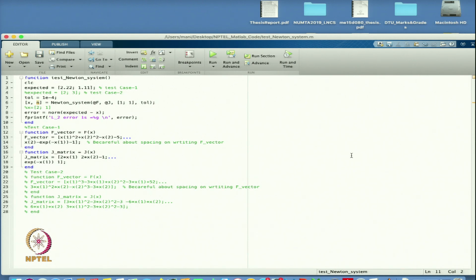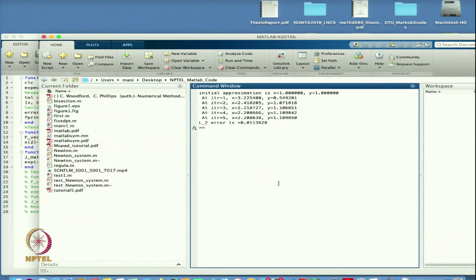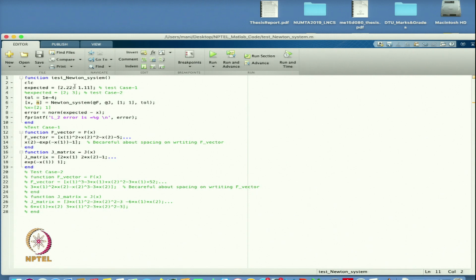Now, I will find the value of the function. I started with 1 1 and after 5 iterations that is my solution. It is 2.20 and 1.10, and my L2 error is found here as 0.011. This is the value we are getting, because here the expected value is also not known, it is just the approximation value of the roots. So, whatever value we are getting is the error corresponding to this expected value.